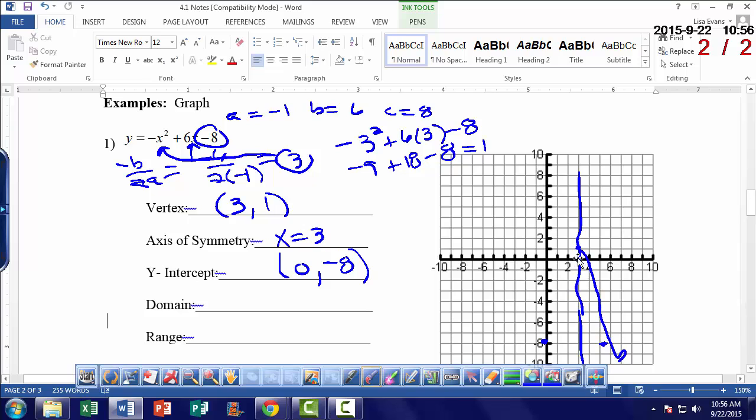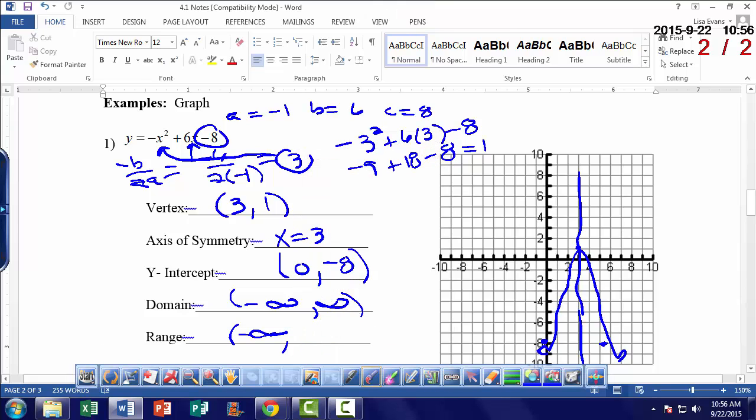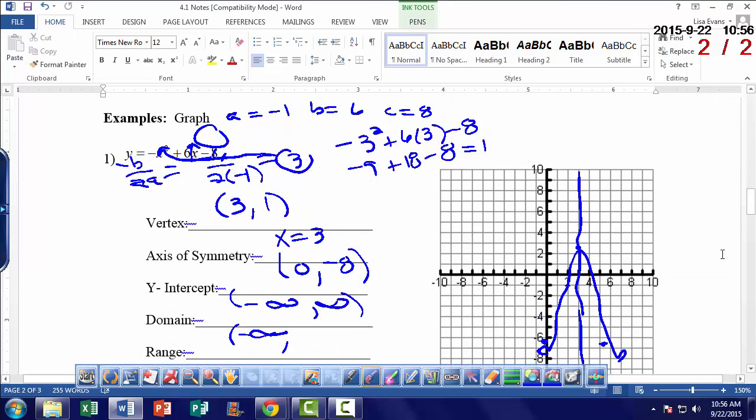Our parabola is opening down. Now our domain, it's getting wider and wider. It's going to be all reals, which is negative infinity to positive infinity. Now our range are our y values. So it's coming from negative infinity. It's going down forever, negative infinity, and it's going to keep going up until I hit my, uh-oh.